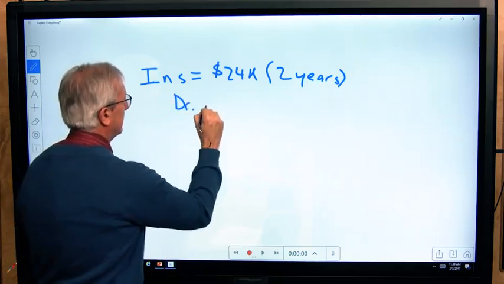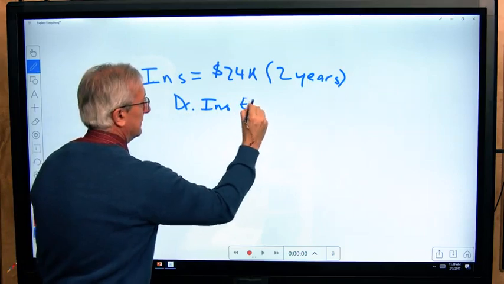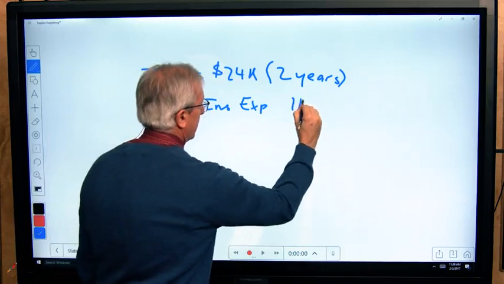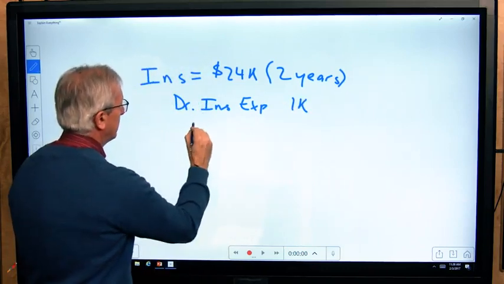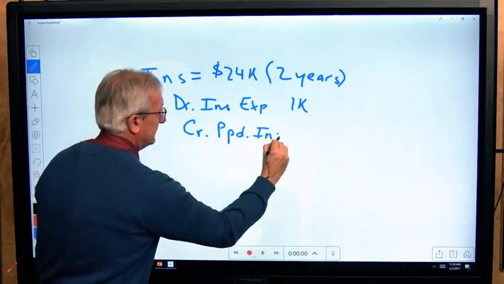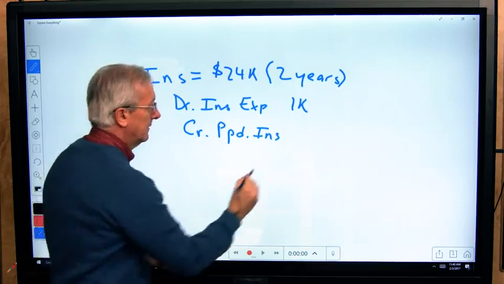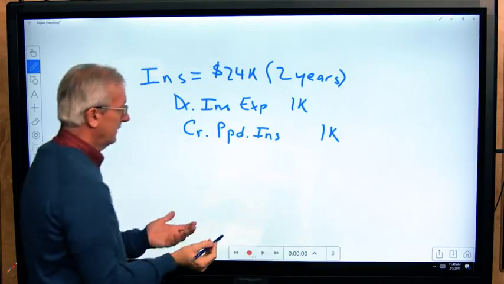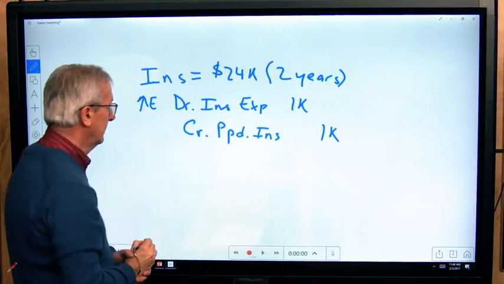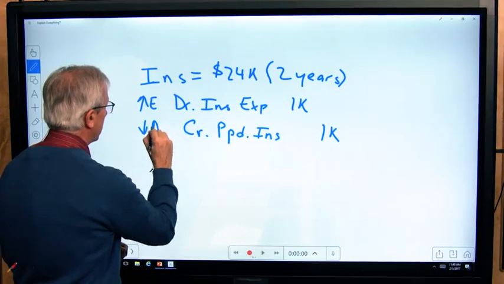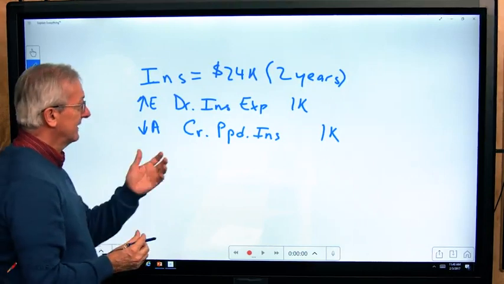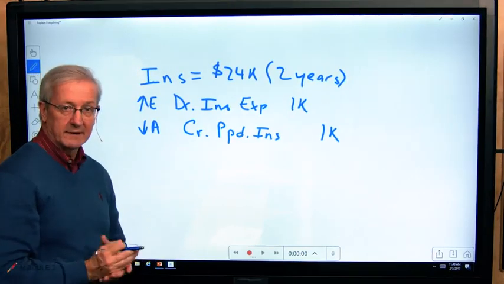We would have to debit our insurance expense. That's an item on our income statement that we talked about, for $1,000, or 1/24 of that total. And we would credit our prepaid insurance, which is a current asset on our balance sheet, for the $1,000 as well. What has happened? We've increased our expenses, which makes our income go down. We've also decreased our current assets on our balance sheet. That's the adjusting entry you would need to make in the case of prepaid insurance or prepaid rent. Okay?